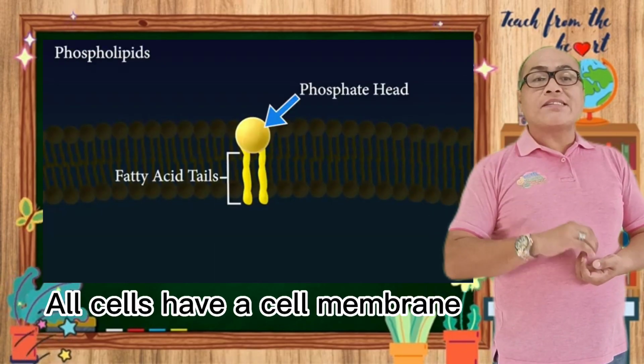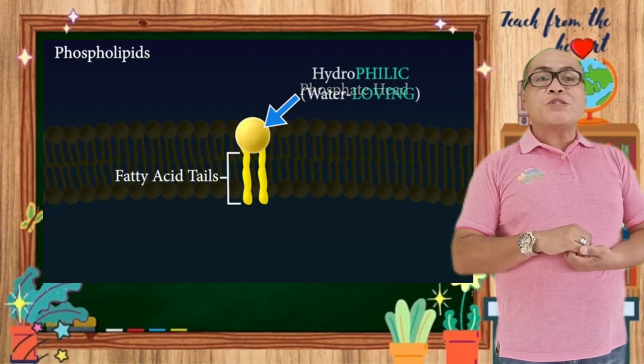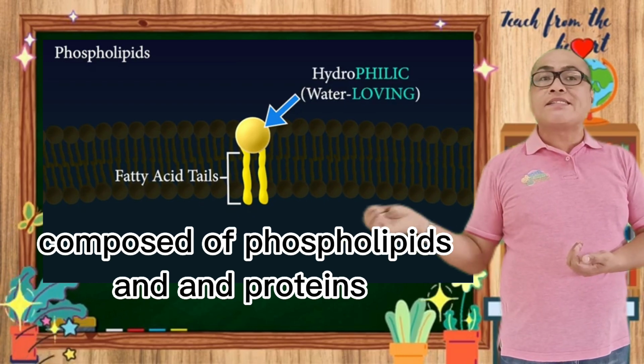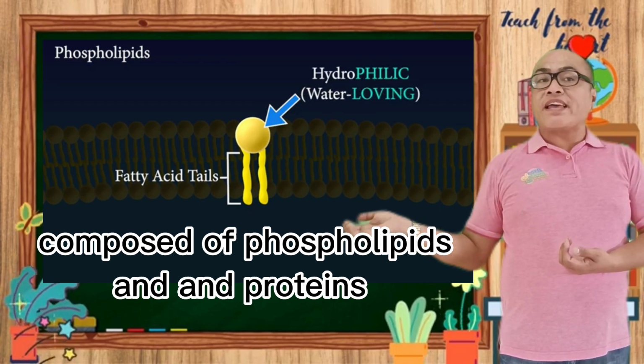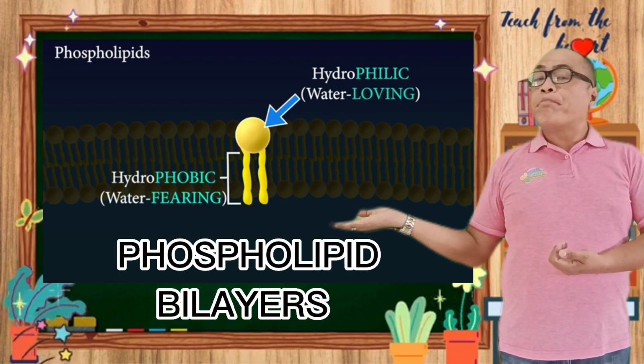All cells have a cell membrane. These membranes are composed primarily of phospholipids and proteins and are typically described as phospholipid bilayers.